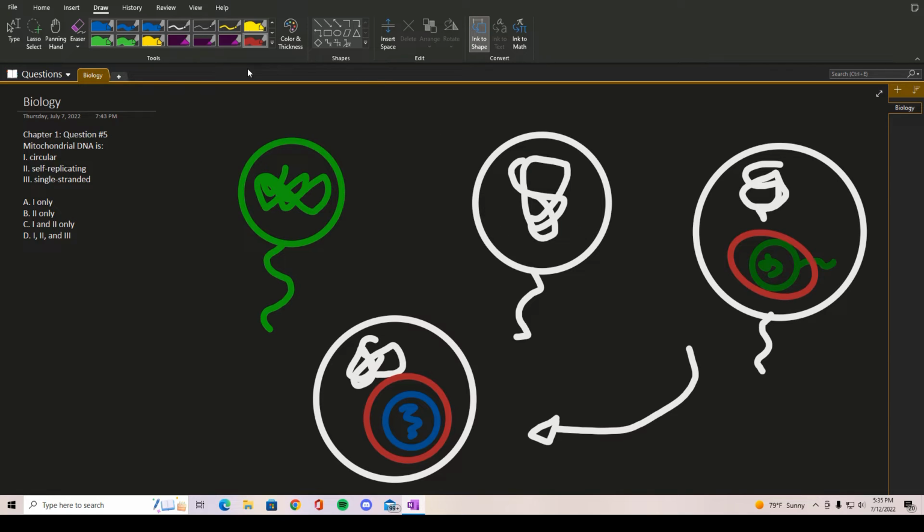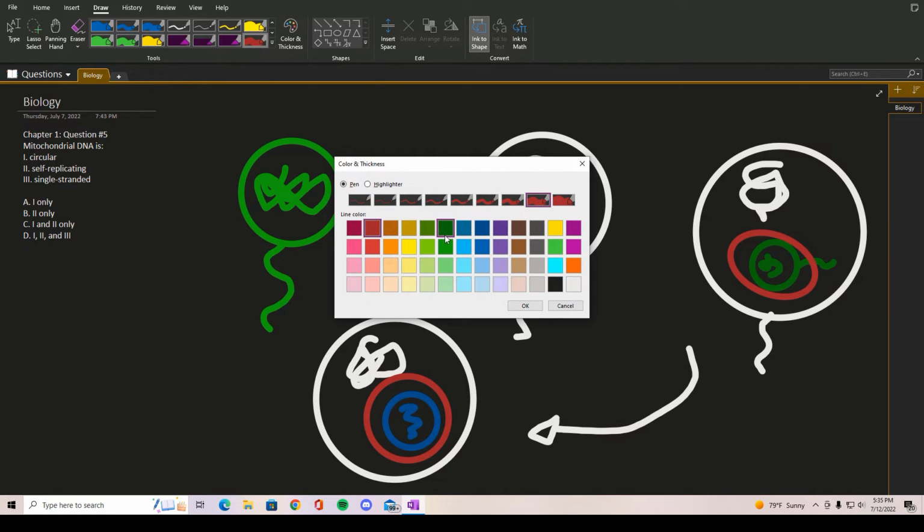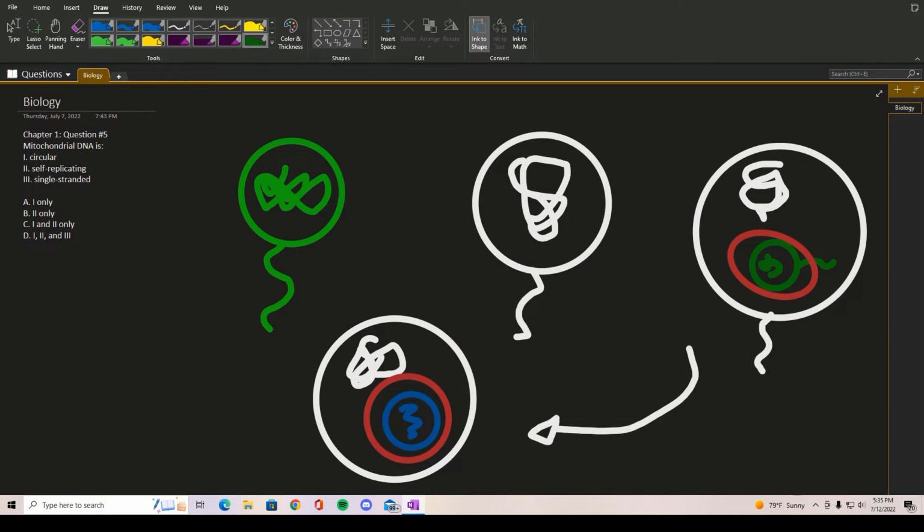So with that in mind, let's go ahead and start answering the question. Mitochondrial DNA is circular. This is true. The reason why this is true is because prokaryotic DNA is circular. So if prokaryotic DNA is circular, we would expect mitochondrial DNA to be circular as well, because that's where we think mitochondria came from. Remember, they're very similar in structure. So 1 is correct.